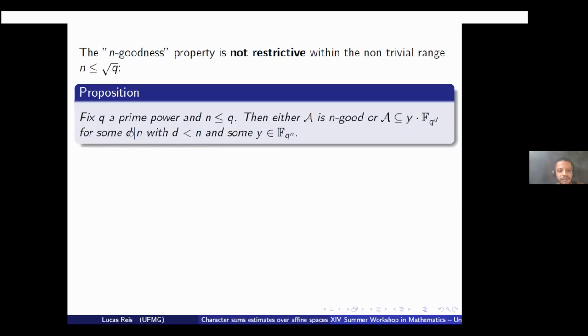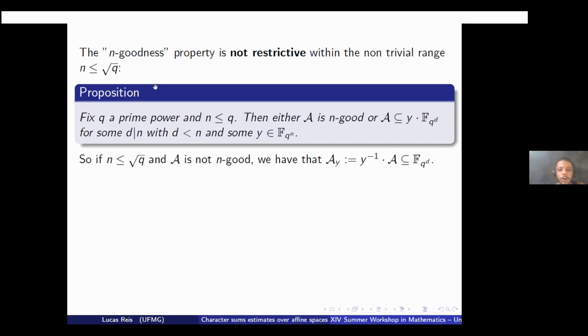By this auxiliary result, we have a fixed Q, a prime power, and n at most Q. Then either my affine space is n-good, or it is contained in a special vector space of this form, Y times F_Q^d, where d divides n, d is strictly smaller than n, and Y is an element of F_Q^n. I'm not going to give the proof, but it's just a combinatorial, counting argument.